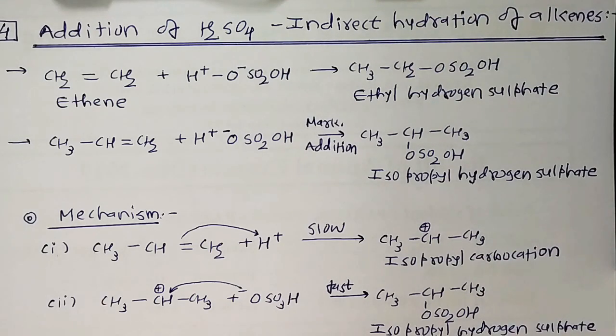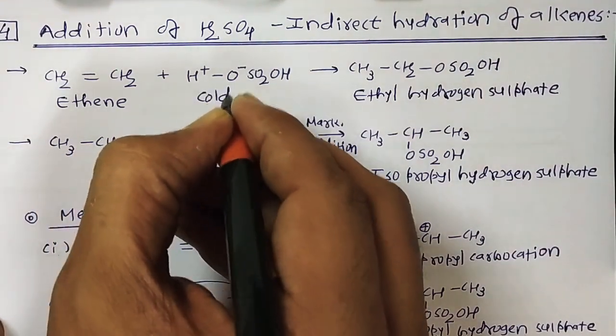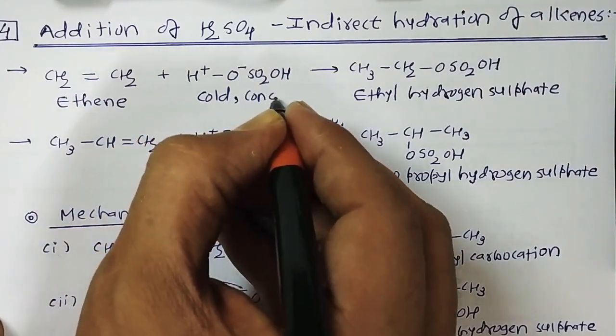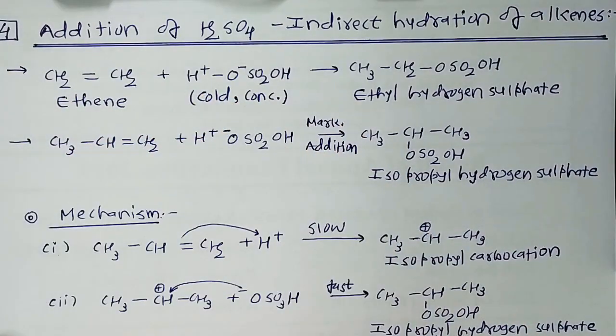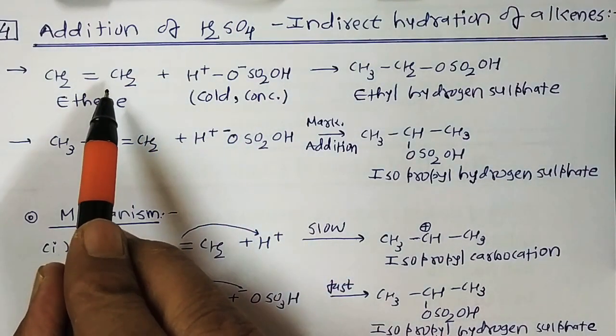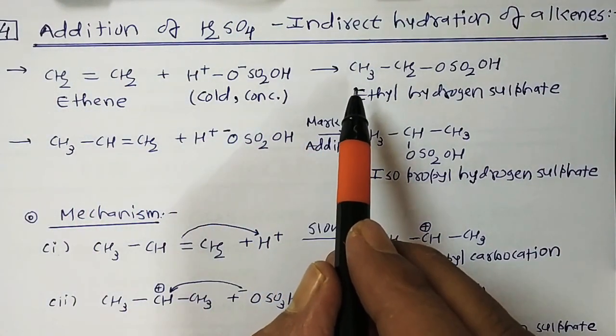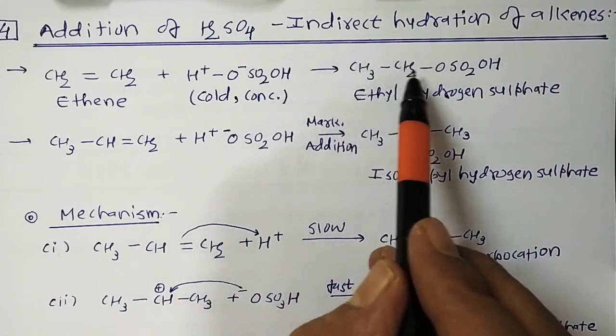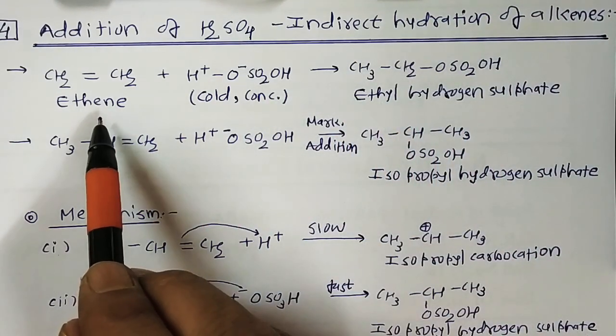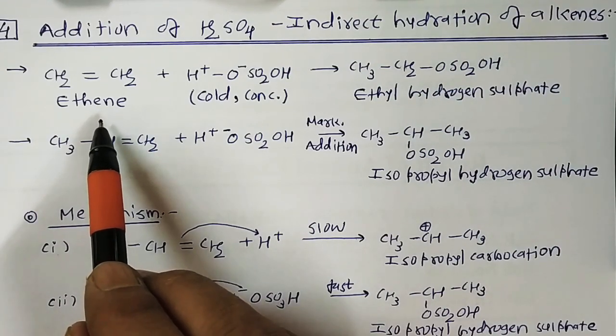Indirect hydration means we have to add water not in a direct manner but in an indirect manner. In these reactions we take cold concentrated sulfuric acid. This cold and concentrated H2SO4 is added to an alkene to form an alkyl hydrogen sulfate. This is alkyl hydrogen sulfate. In these reactions, we particularly focus on the mechanisms too.